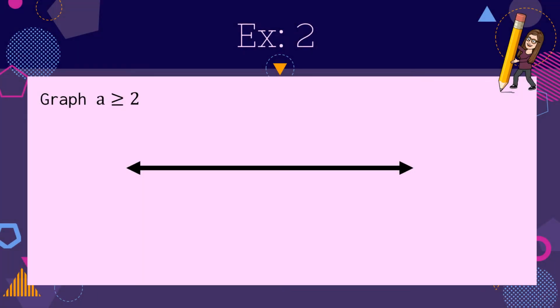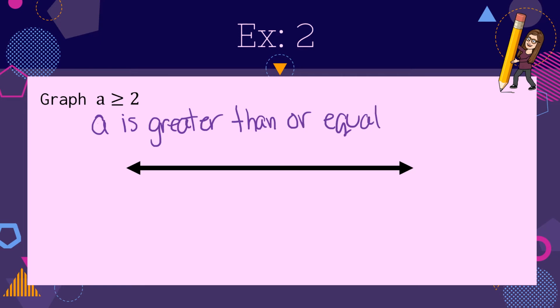All right, let's practice some graphing. You have this on your notes. You could also draw it in your own notebook. If I'm talking about A, I'm going to write a sentence just to talk about it here. I would read this as A is greater than or equal to 2. Now, you don't have to write the sentence. I just wanted you to be able to read it.